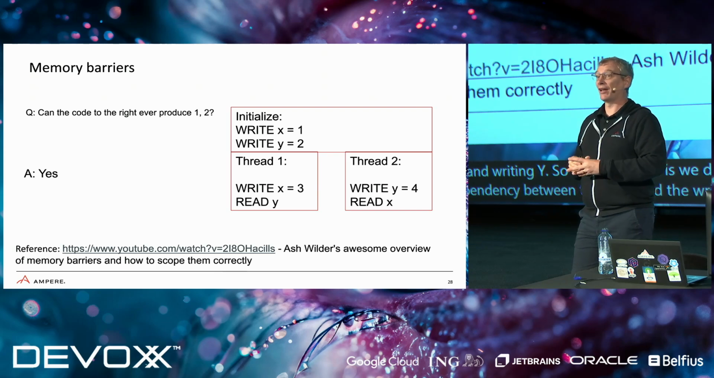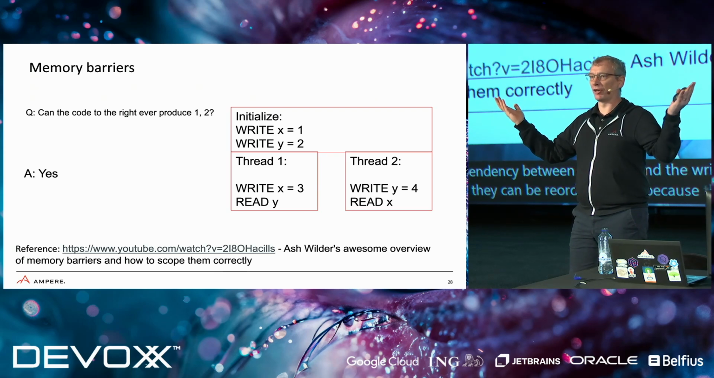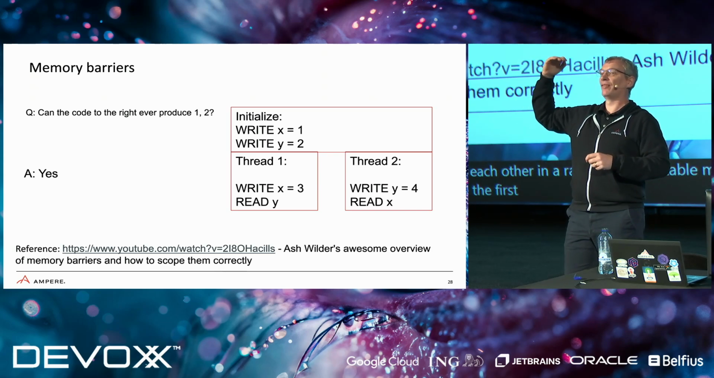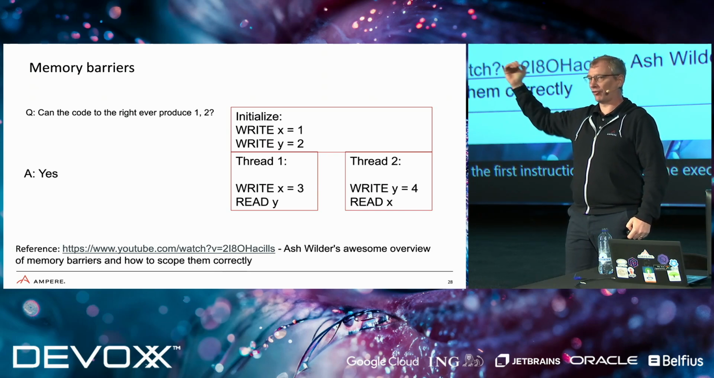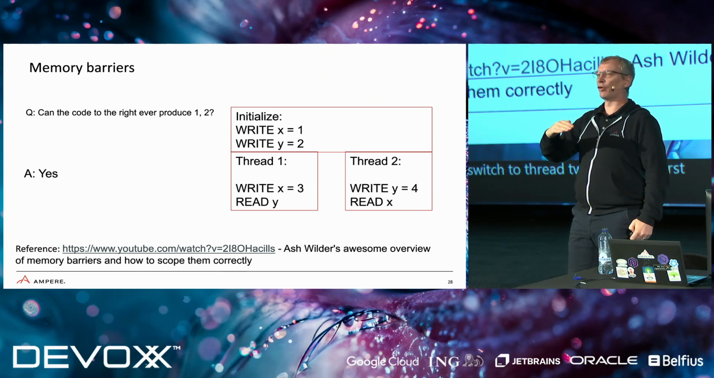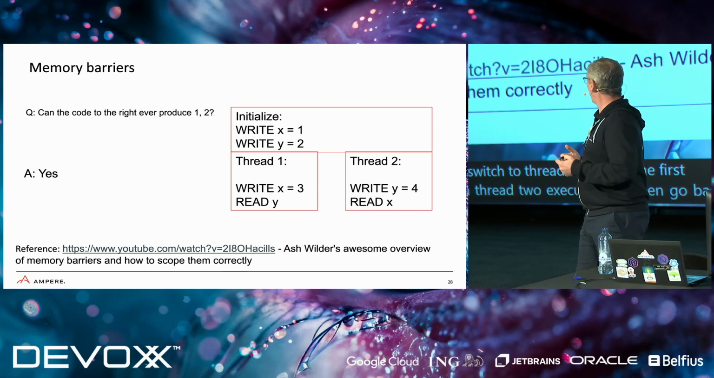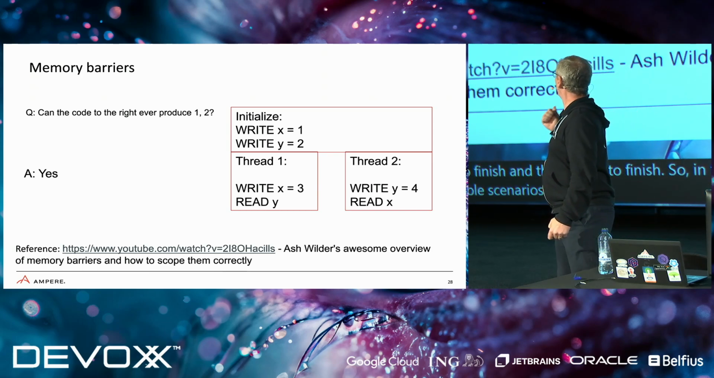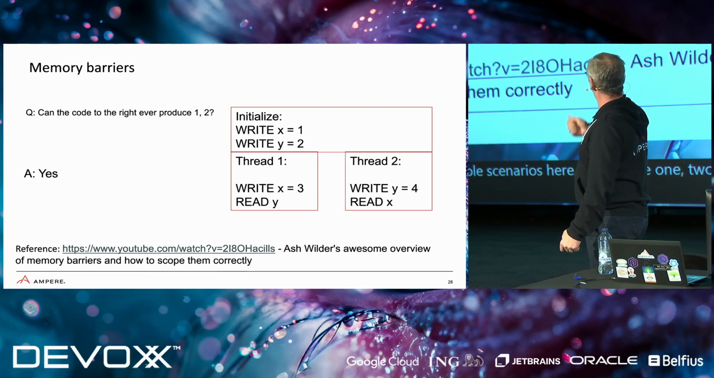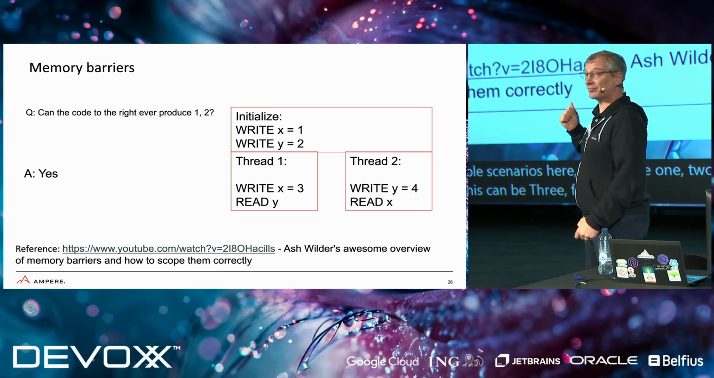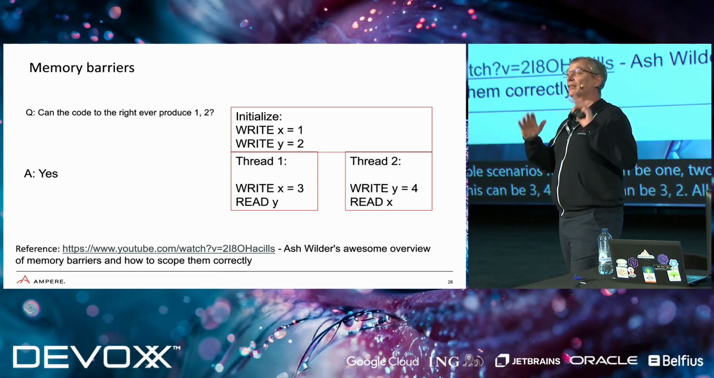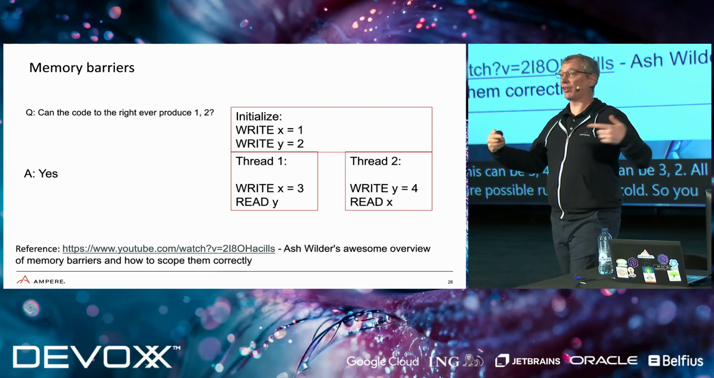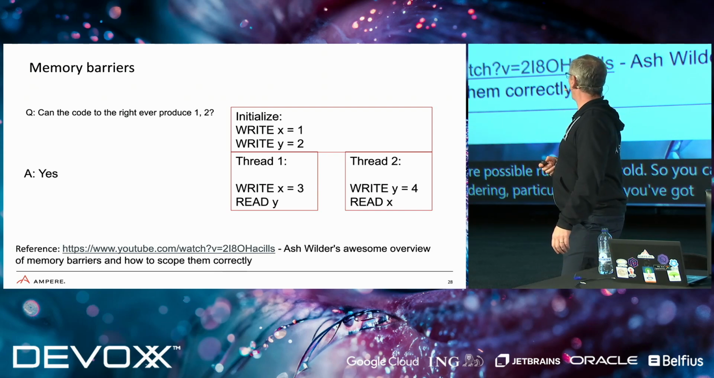And because threads can interrupt each other in a rather unpredictable manner, you can have the first instruction in thread 1 execute, then context switch to thread 2, have the first instruction in thread 2 execute, and then go back to thread 1 to finish and thread 2 to finish. So in fact, all 4 possible scenarios here can happen: this can be 1, 2, this can be 1, 4, this can be 3, 4, and this can be 3, 2. All 4 possibilities are possible running this code. So you cannot guarantee ordering, particularly when you've got multiple threads operating on the same registers or the same piece of memory.